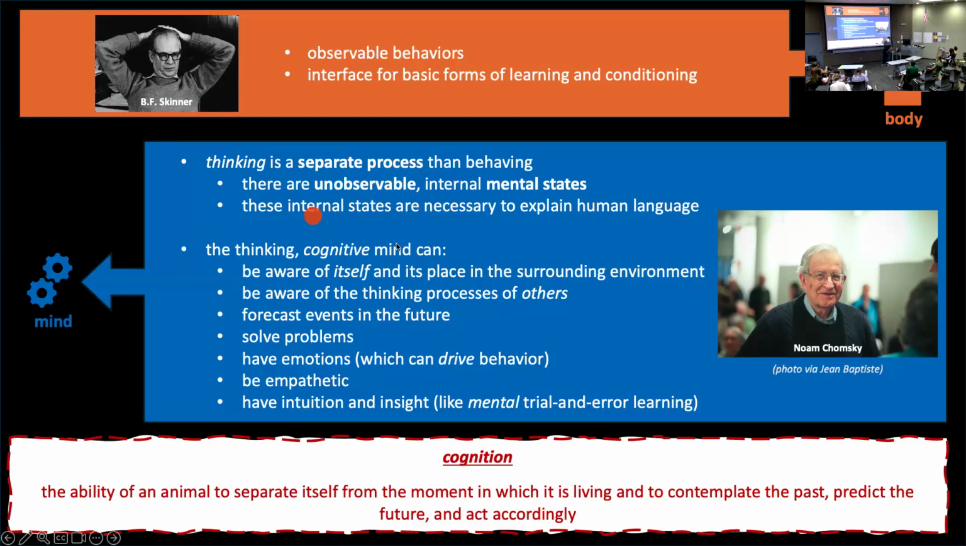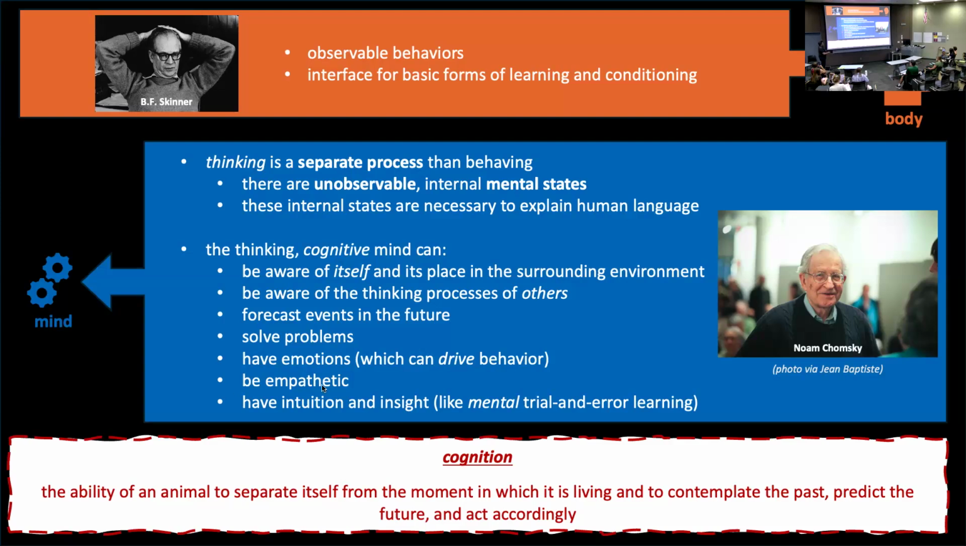And a thinking mind, a cognitive mind, can be aware of itself. It can be aware of others. It can be aware of the awareness of others. It can forecast the future. It can solve problems. It can have emotions. It can have these mental states. What is sadness? Well, sadness is purely a driver of behavior. So that's the kind of thought here, that there are things that can exist entirely inside the cognitive world that are meant to drive behavior, but are not meant to necessarily link to something physical in the physical world.